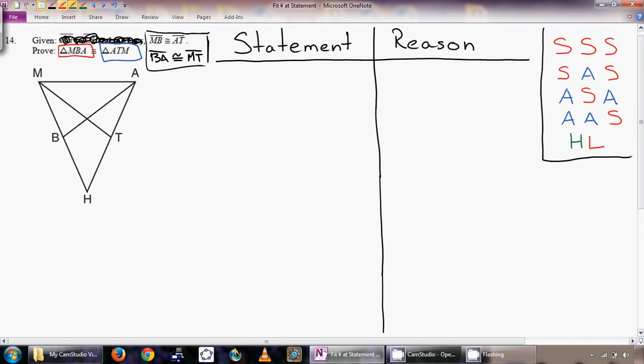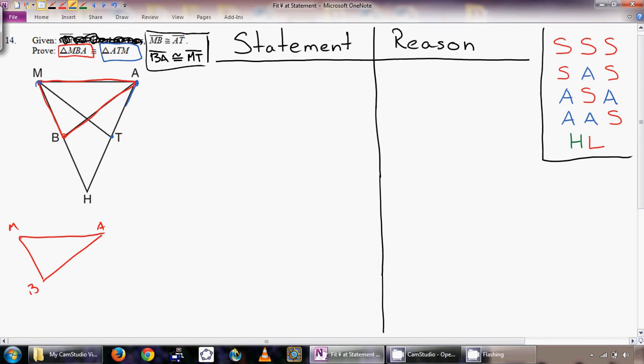But let's focus in on what they're asking us to prove, and I'm going to highlight them. I suggest you do the same thing. So MBA, right? This triangle here. Not only am I going to put it there, I'm going to pull it out. All right, and that's MBA. Now I'm going to show that that's congruent to ATM.